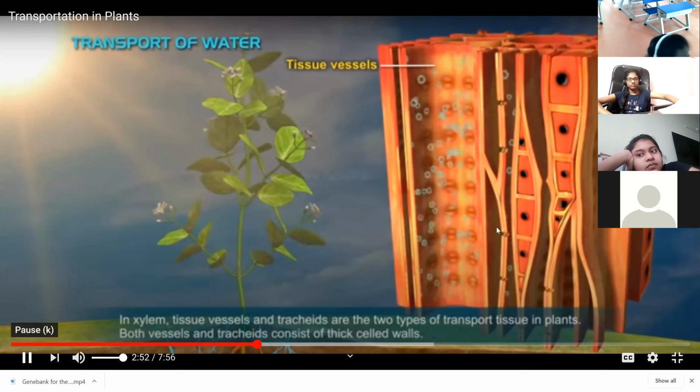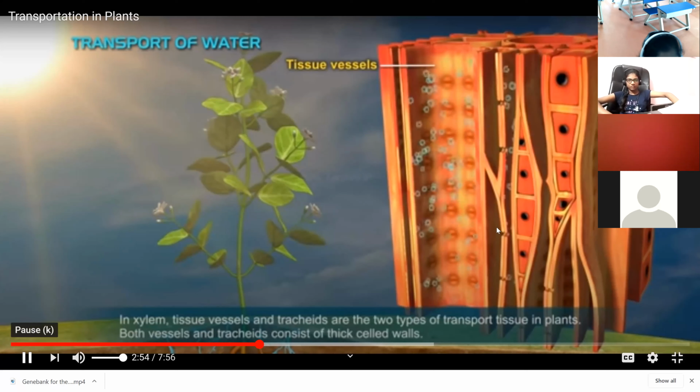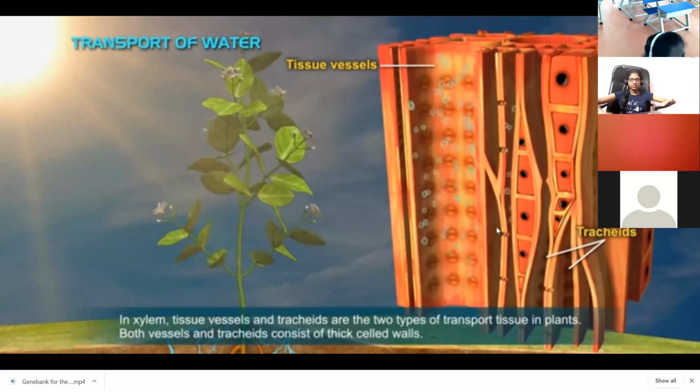Vessels and tracheids are the two types of transport tissue in plants.